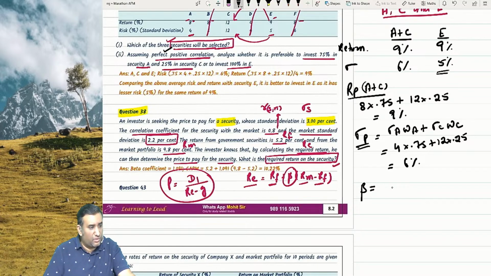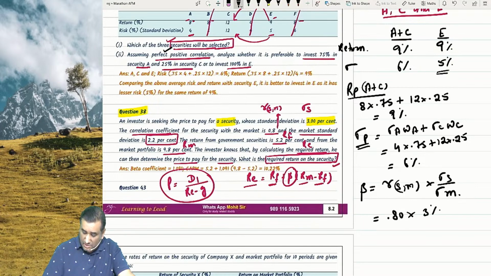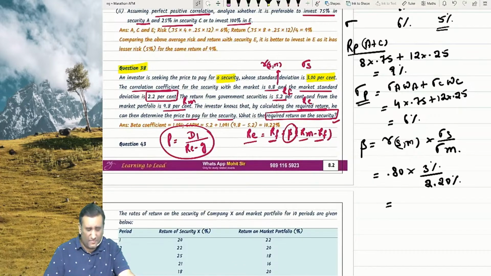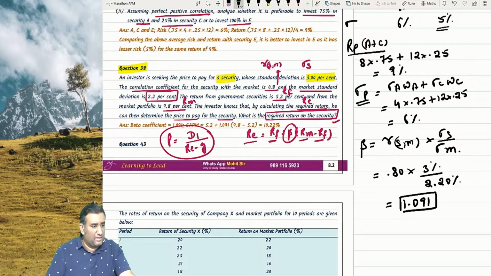Beta in this case would be equal to, since we are using the R formula, R times the standard deviation of the security divided by the deviation of the market. R is given as 0.8, standard deviation of the security, and the market, 1.1. After that you can apply the RE formula.